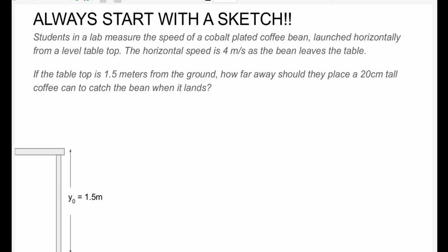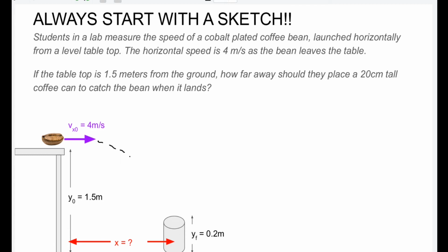So here we have our table sketched, labeled 1.5 meters tall, and our coffee can 0.2 meters tall. We also know that the coffee bean leaves the table. It's headed horizontally. We see that in the text of the problem right here. We've labeled its velocity horizontally there. We also know that we don't know how far we need to place this coffee can. So now we have the information organized in a way that we can think about.